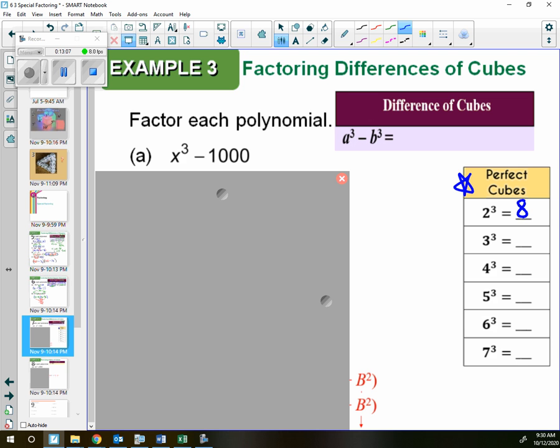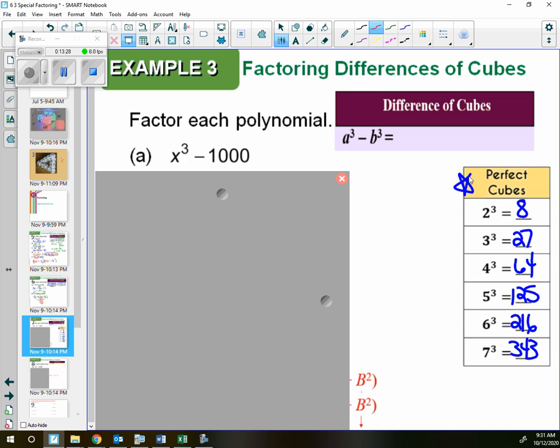So 2 cubed, 2 to the third, is 8. That's 2 times 2 times 2. 3 cubed is 27, 4 cubed is 64, 5 to the third is 125, 6 times 6 times 6 is 216, and then 7 times 7 times 7 is 343. Usually we probably won't go higher than that, but if you need to figure out bigger ones, we sure can. This will just be a nice resource.